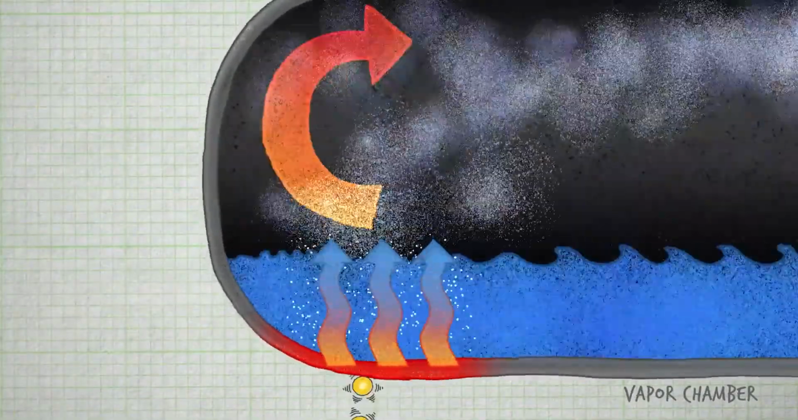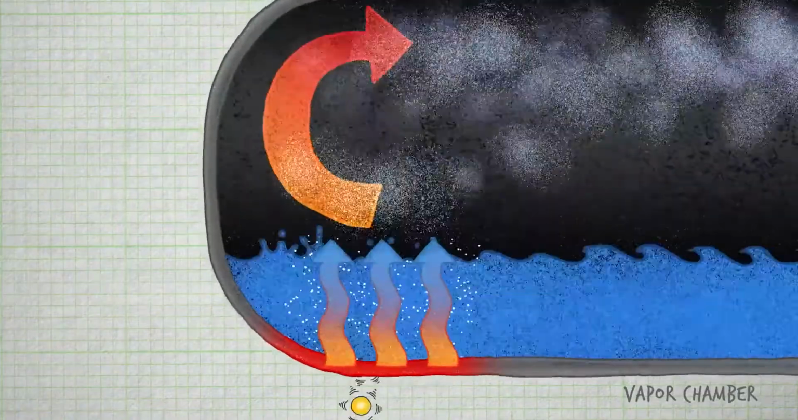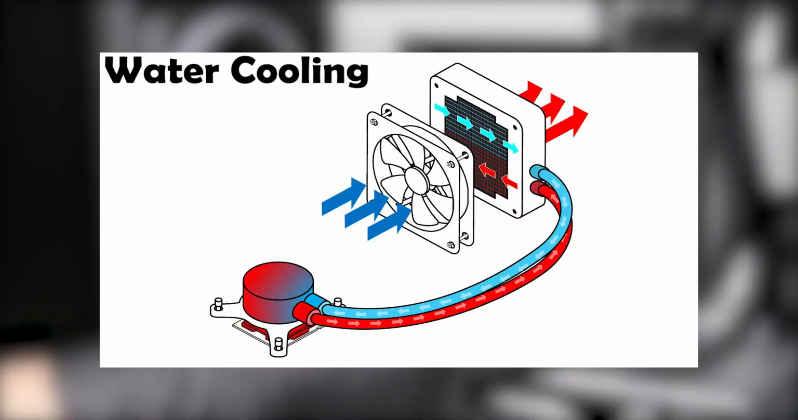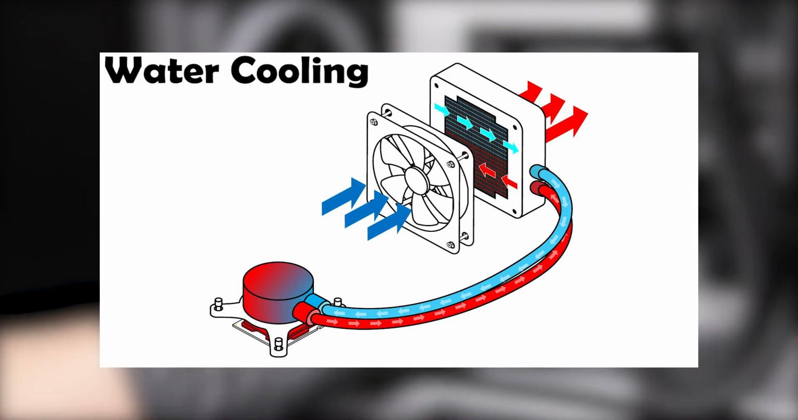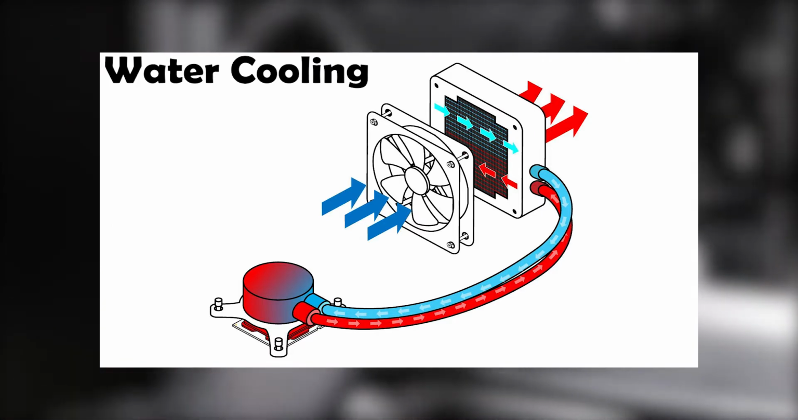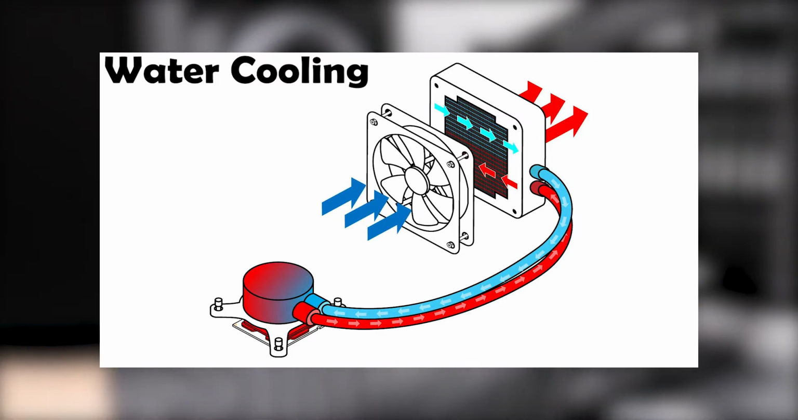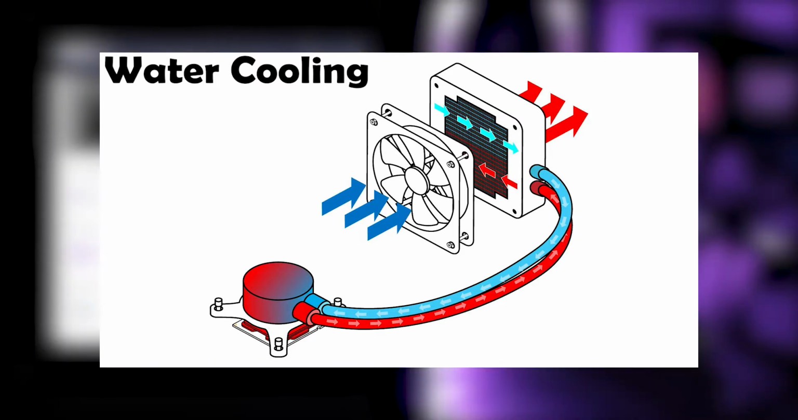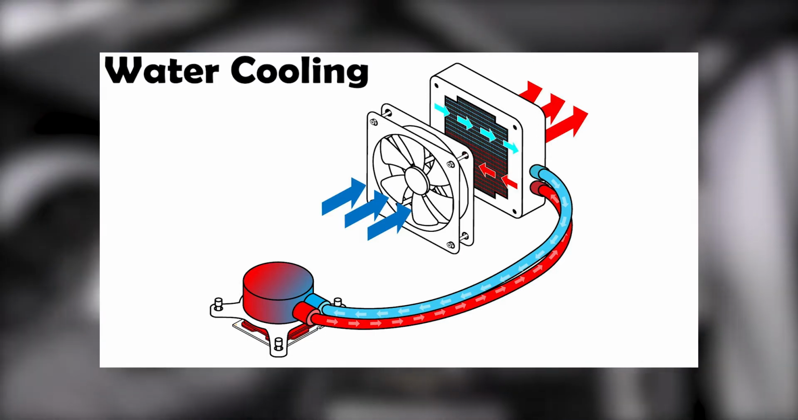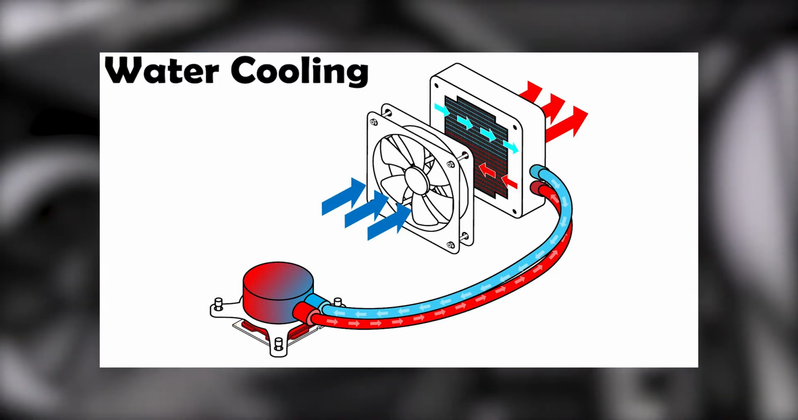Next, we'll talk about the second type of cooler, which is water cooling. Water cooling can be divided into two types, that is, all-in-one, also known as AIO, and custom cooling. Similar to air cooling, the process starts with a base plate that is connected to the IHS, or integrated heat spreader, of the CPU, with a layer of thermal paste.